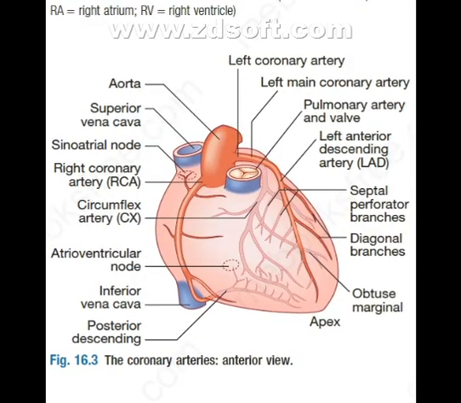These are the coronary arteries in the anterior view. There are seen the left coronary artery, left main coronary artery, pulmonary artery and valve, left anterior descending artery, septal perforator branches, diagonal branches, obtuse marginal, and apex. And there are seen the aorta, superior vena cava, sinoatrial node, right coronary artery, circumflex artery, atrioventricular node, inferior vena cava, and posterior descending artery.